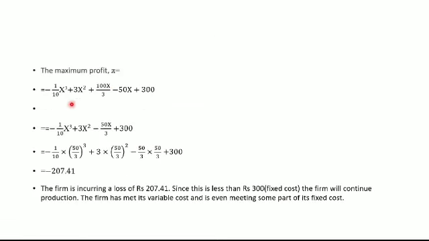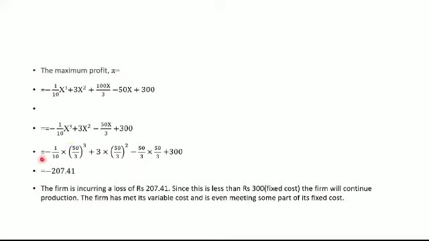So the maximum profit pi equal to, you substitute, this is the formula for pi, which is equal to r minus c. You substitute the value of x here, minus 1 by 10 x cube plus 3x square plus 100 by 3 into x minus 50x plus 300. This is equal to minus 1 by 10 x cube plus 3x square minus 50 by 3 of x plus 300.